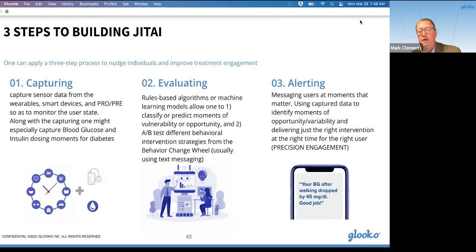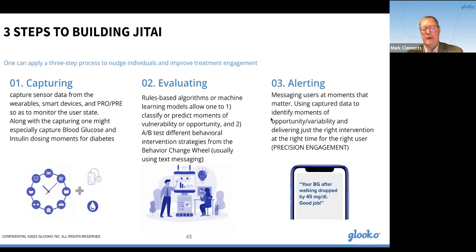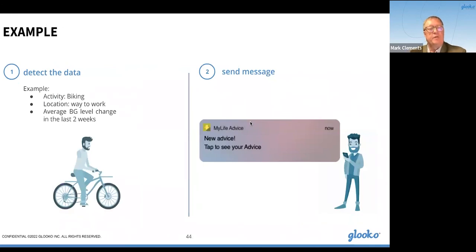And then finally, is the alerting approach, the third step in the three-step process, which is to message users at moments that matter, using the moments of opportunity and variability to deliver just the right interventional strategy at the right time for the right user, which I will refer to as precision engagement, which I think is an evolution from the field's thinking about precision medicine. We also need precision engagement because 90% of chronic disease management is actually behavioral rather than physiologic.